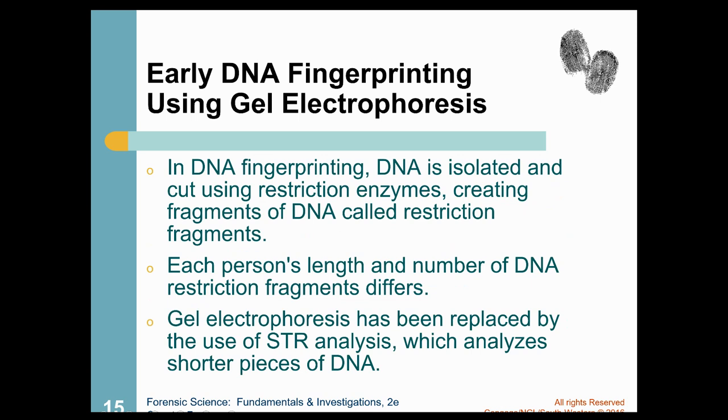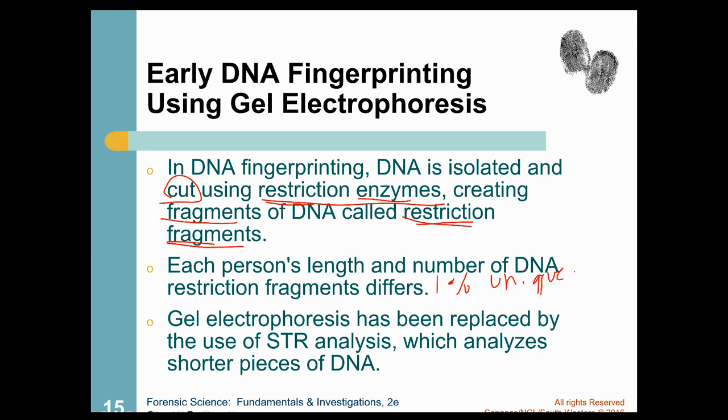So the DNA is isolated and it's cut using what's called a restriction enzyme, right? So that's an enzyme that's going to snip the DNA and it's going to create little fragments, little small pieces called restriction fragments, right? The restriction enzyme cuts, making restriction fragments. So each person's length and number of DNA restriction fragments differs, right? This is that 1% difference. This is what's going to make you unique, all of these little restriction fragments.